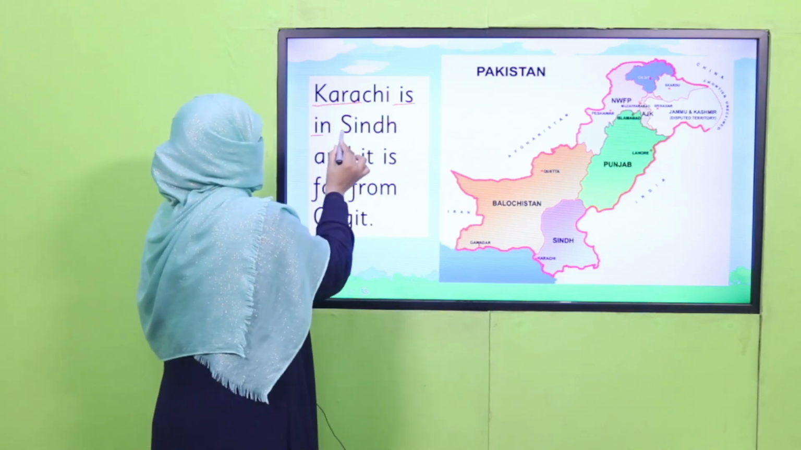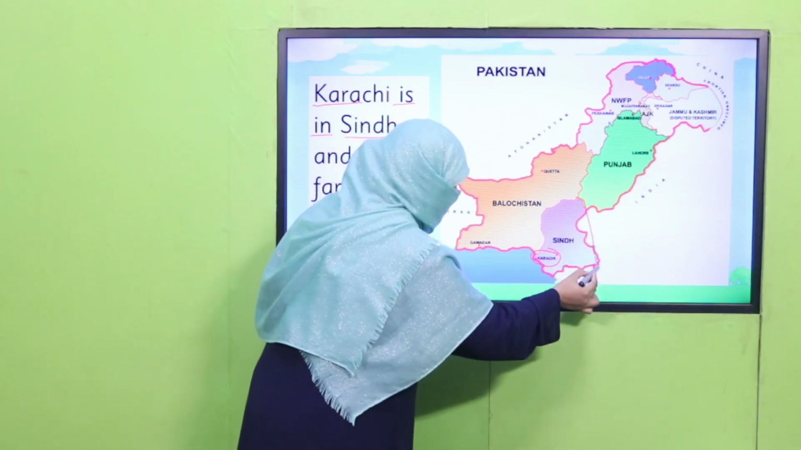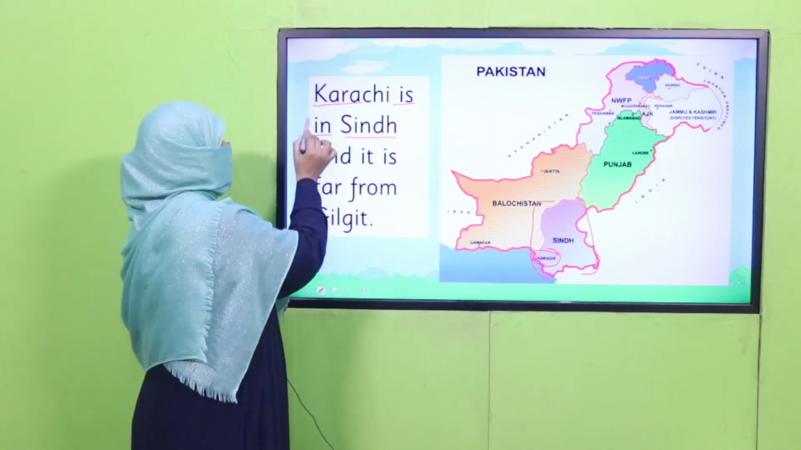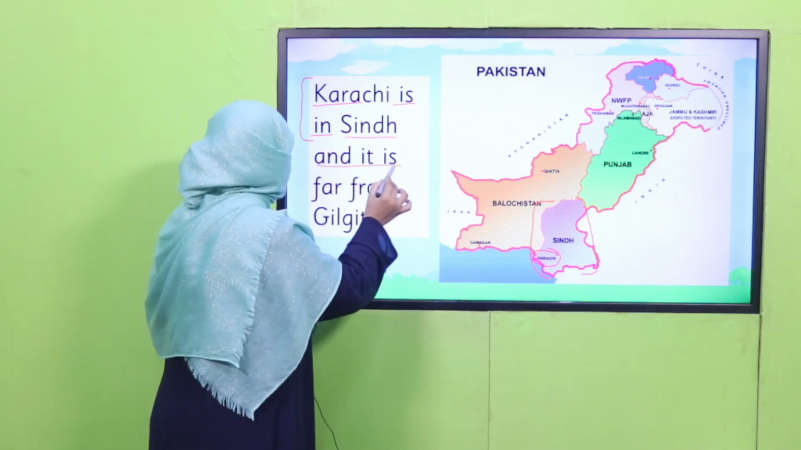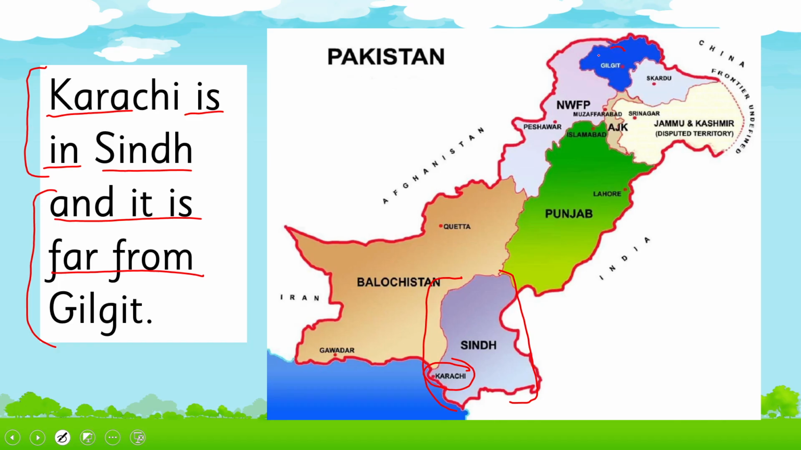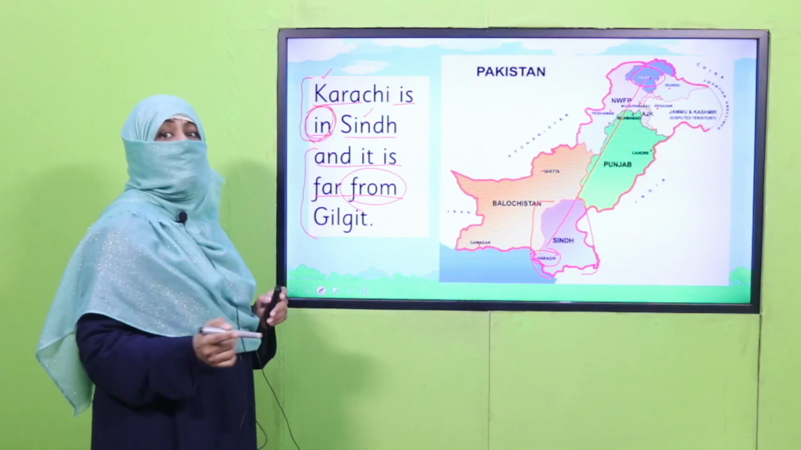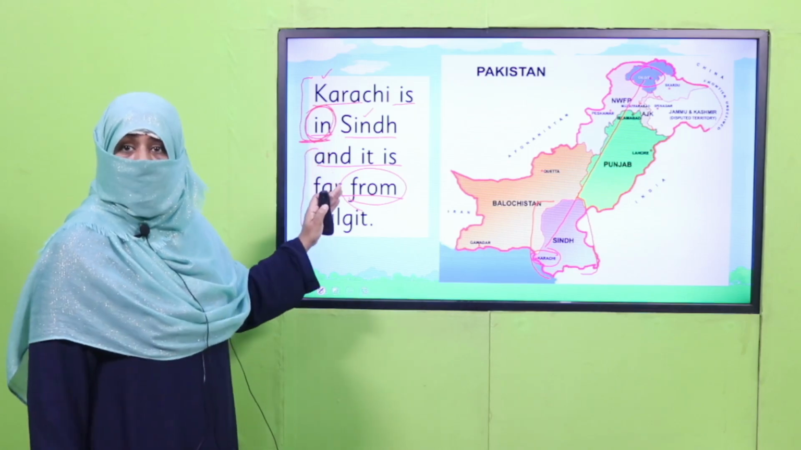Another example is Karachi is in Sindh. Now, Karachi is located in Sindh. This word is telling its position, where Karachi is located. And it is far from Gilgit. Now, look at this map. Here is Gilgit, here is Karachi. So, they are far away. This from and in. So, what the relation of Karachi and Sindh is? Karachi is in Sindh. So, this word in is telling the position of Karachi according to Sindh.